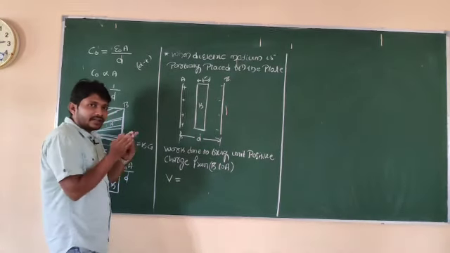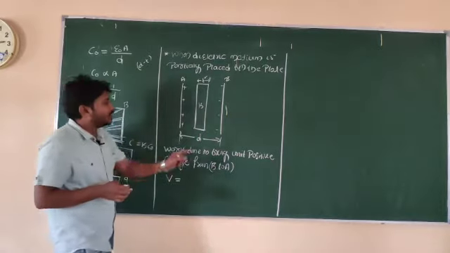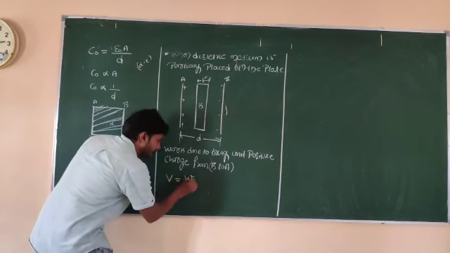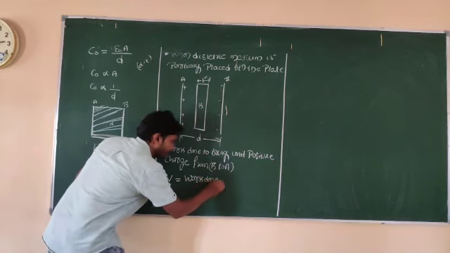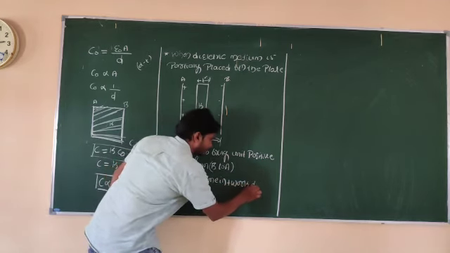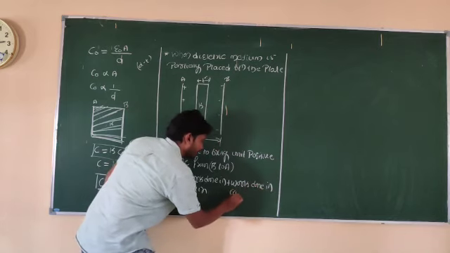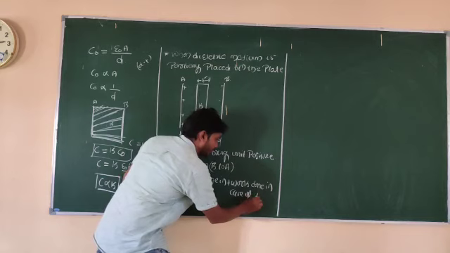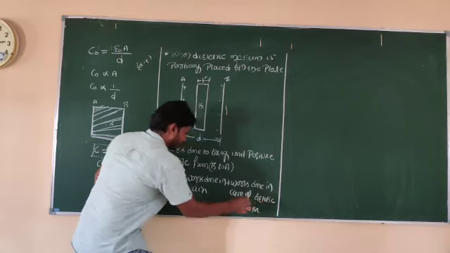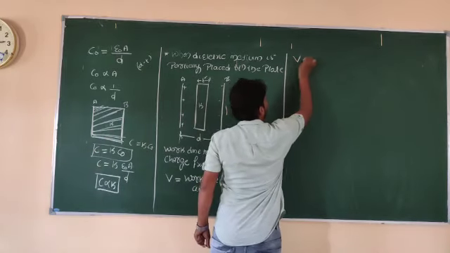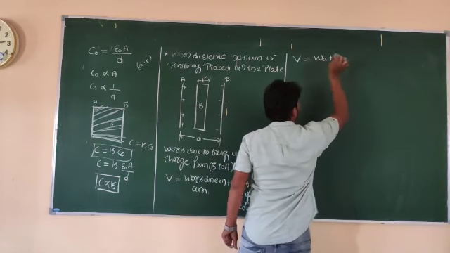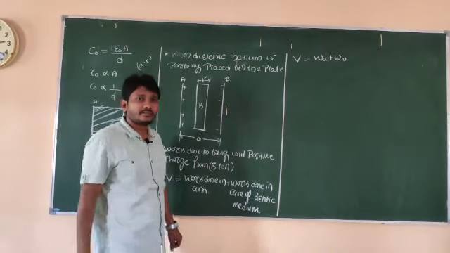This work done I will categorize into two aspects. That is work done in case of air plus work done in case of a dielectric medium. So let me take that value. V is equal to, in general, W of A plus W of medium: work done in case of air plus work done in case of a medium.